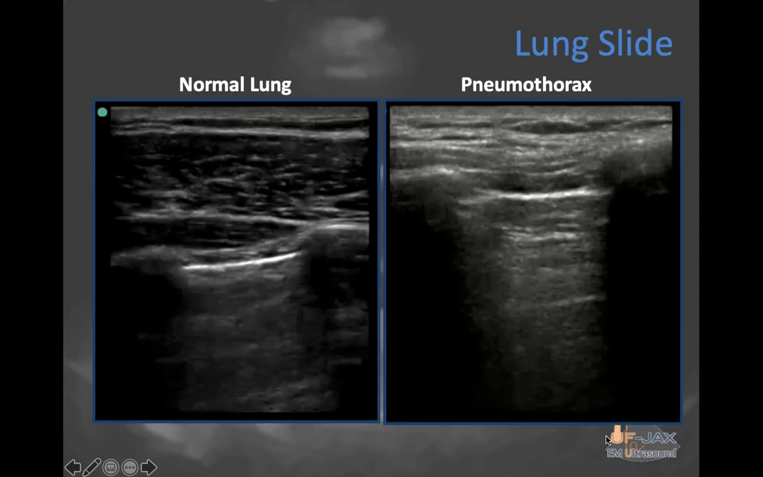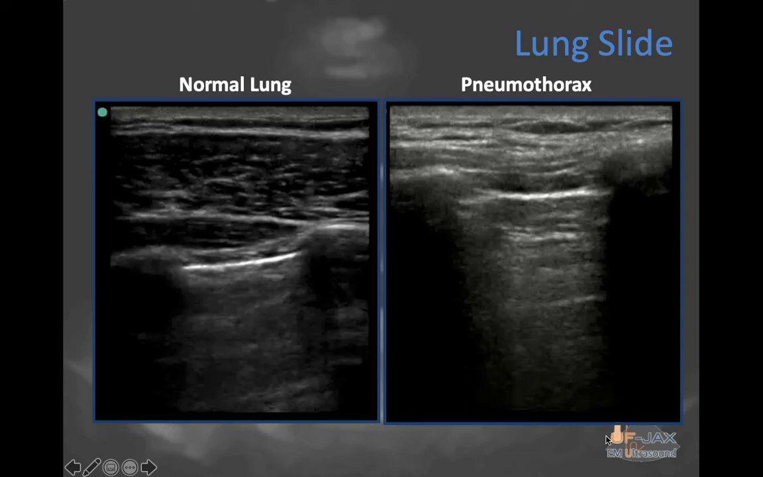However, if the lung does not slide, then a pneumothorax is present. Here's a side-by-side comparison of a normal lung on the left and a pneumothorax on the right. Look at the movement of that hyperechoic white pleural line. We are watching as the visceral and the parietal pleura slide against each other in that normal lung. Whereas the lack of slide seen in the pneumothorax is due to the fact that the lung is deflated, and therefore the pleural layers cannot slide against each other as they're not in contact anymore.